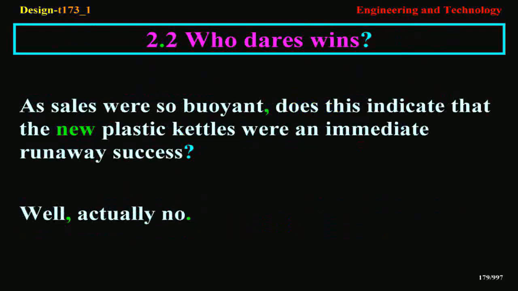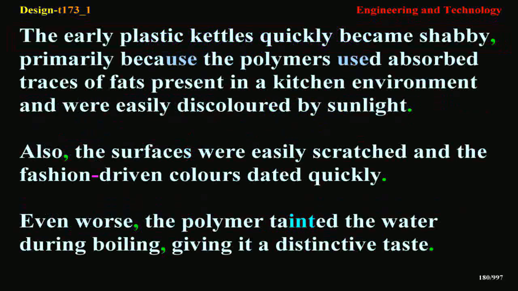2.1.2 Who dares wins? As sales were so buoyant, does this indicate that the new plastic kettles were an immediate runaway success? Well, actually no. The early plastic kettles quickly became shabby, primarily because the polymers used absorbed traces of fats present in the kitchen environment and were easily discolored by sunlight. Also, the surfaces were easily scratched and the fashion-driven colors dated quickly. Even worse, the polymer tainted the water during boiling, giving it a distinctive taste.